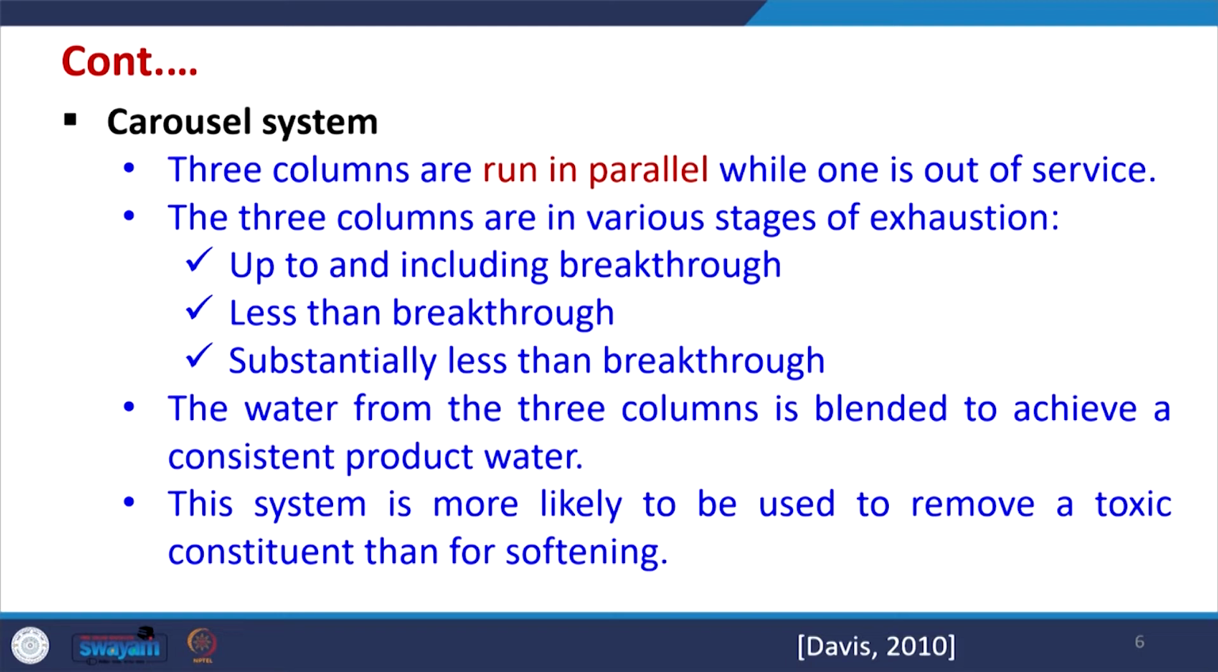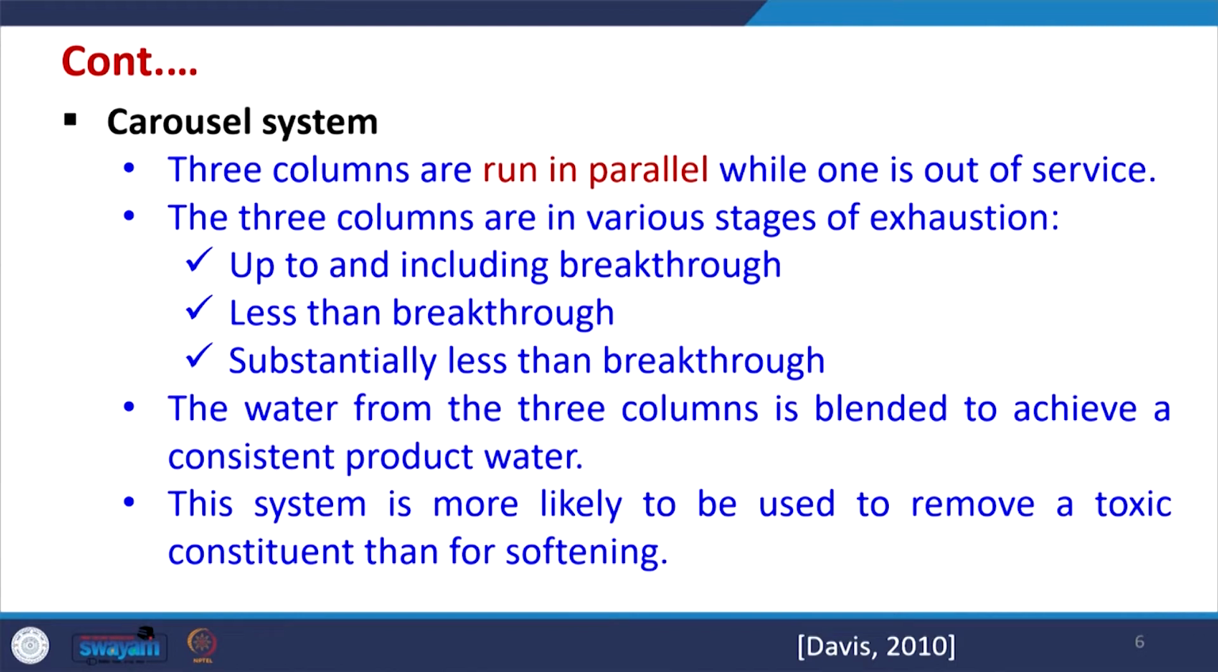The first column will be up to and including breakthrough, the second column will be less than breakthrough, and the third column will be substantially less than breakthrough. After some time the first column will reach breakthrough, and the second column will become like up to or including the breakthrough. This way we can use it. The water from the 3 columns is then further blended to achieve a consistent product water. This system is more likely to be used to remove a toxic constituent than for softening. So, this is possible, and this way we can use these columns.